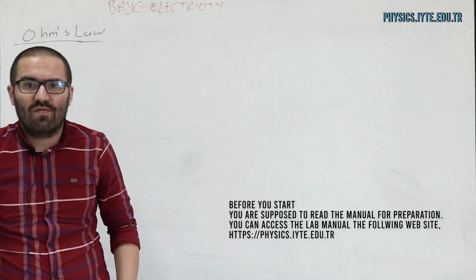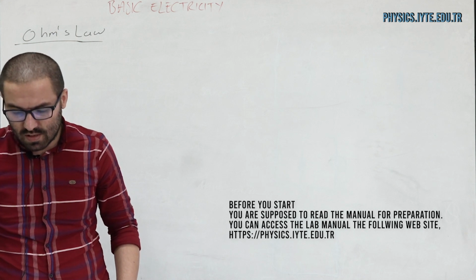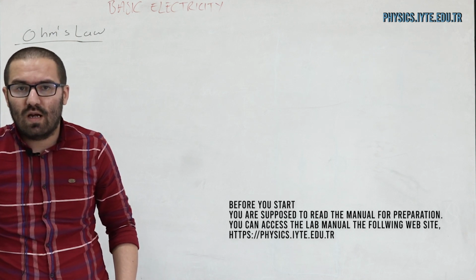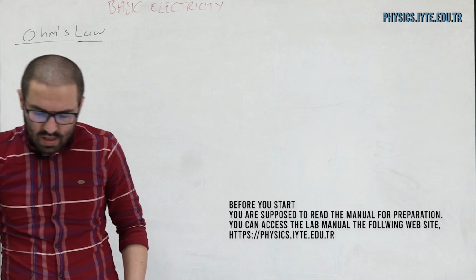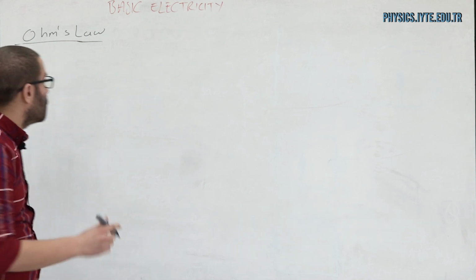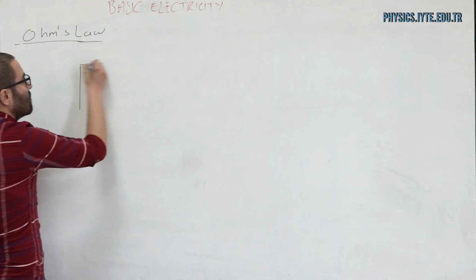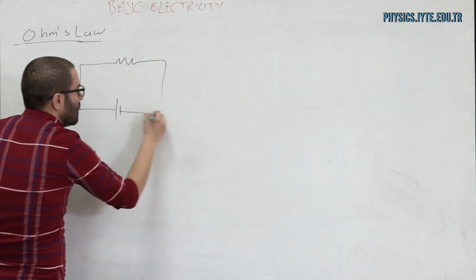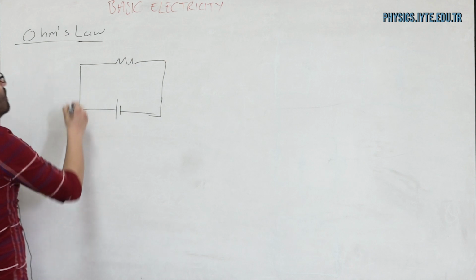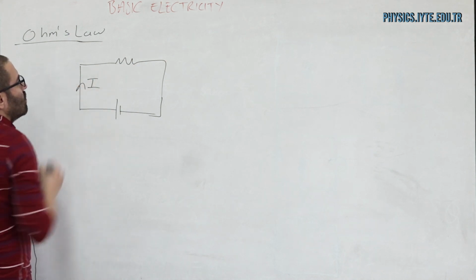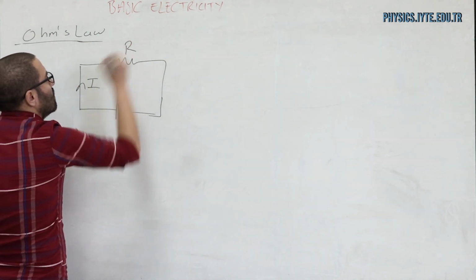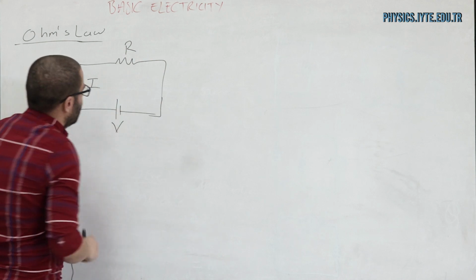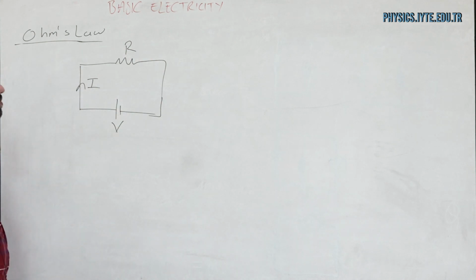Hello everyone, in the fourth part of our experiments, we are going to try and verify Ohm's law. In order to do that, we are going to construct a basic circuit that consists of a resistor and a power supply. The current is flowing in this direction, the resistance is R, the power supply has potential V.